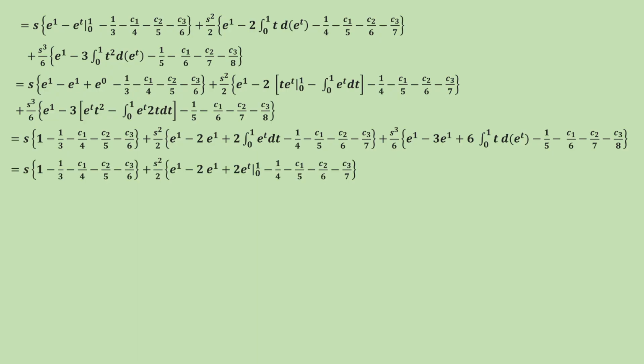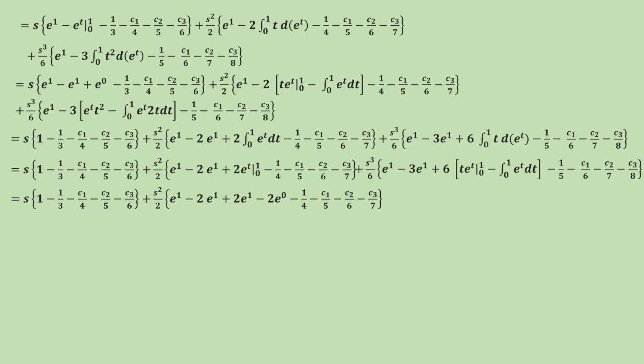That is equal to s into 1 minus 1 by 3 minus c1 by 4 minus c2 by 5 minus c3 by 6 plus s square by 2 e power 1 minus 2 e power 1 plus 2 e power t, right? The integral of e power t, lower limit 0, upper limit 1, minus 1 by 4 minus c1 by 5 minus c2 by 6 minus c3 by 7 plus s cube by 6 e power 1 minus 3 e power 1 plus 6 into t e power t, u dv integral formula, lower limit 0, upper limit 1, minus integral 0 to 1 e power t dt minus 1 by 5 minus c1 by 6 minus c2 by 7 minus c3 by 8.